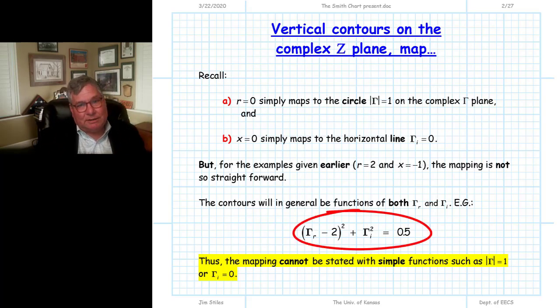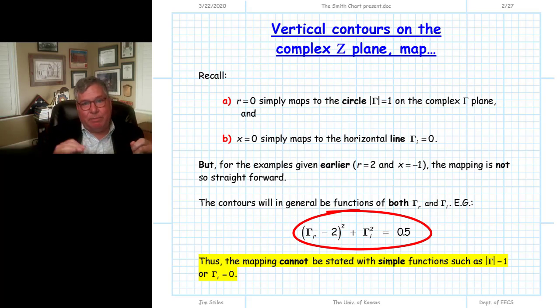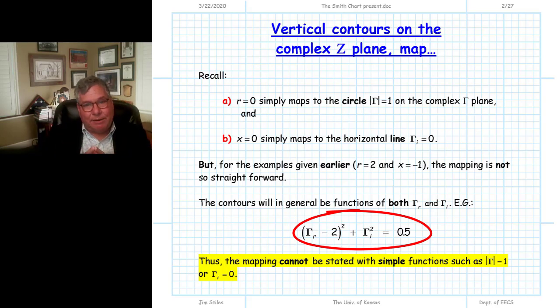So, for example, look at this equation. What do we make of this? This is a parametric statement. Again, if we look at all the points on the complex gamma plane, each point has a real part and imaginary part. If we took a point at random and we put it into this equation, we would evaluate the left side for the specific value of gamma r and the specific value of gamma i. And if we found that that left side, in fact, were equal to 0.5, then we would conclude it was a point on that contour.